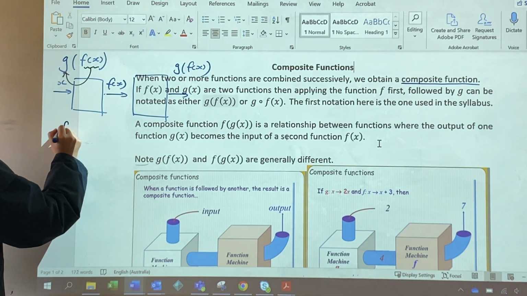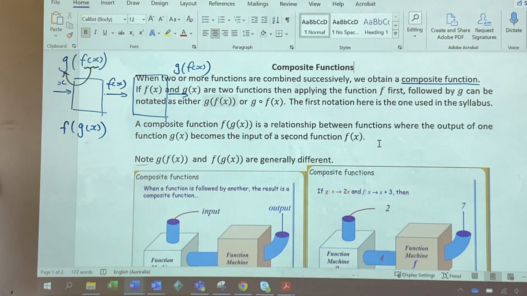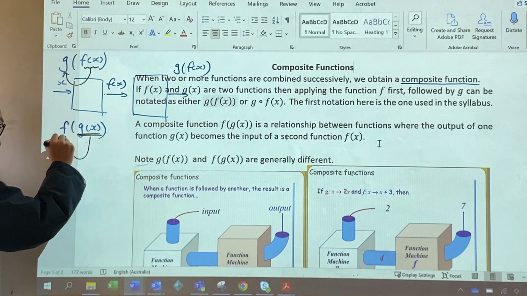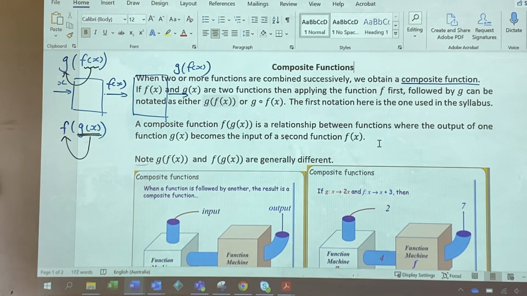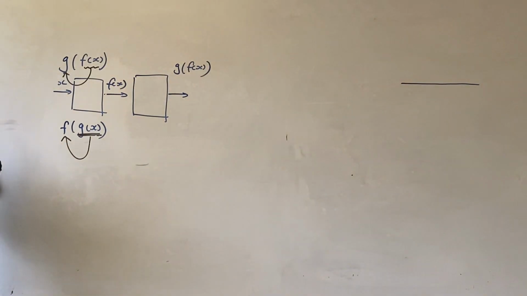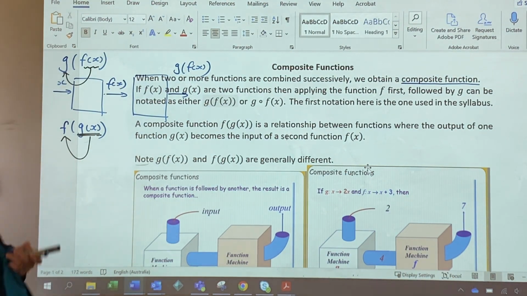Then we could have f of g x. So you do this part first, then you do that. So g is coming in as my input, I perform the black box, and I get g of x. Is that okay? As the idea.